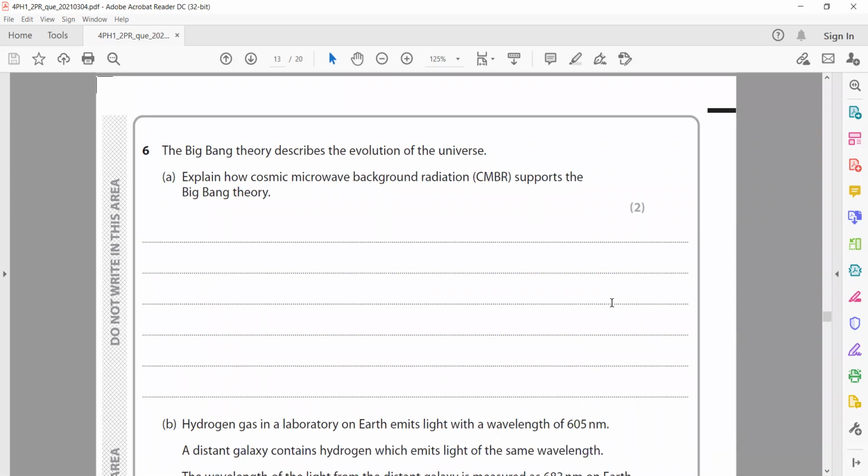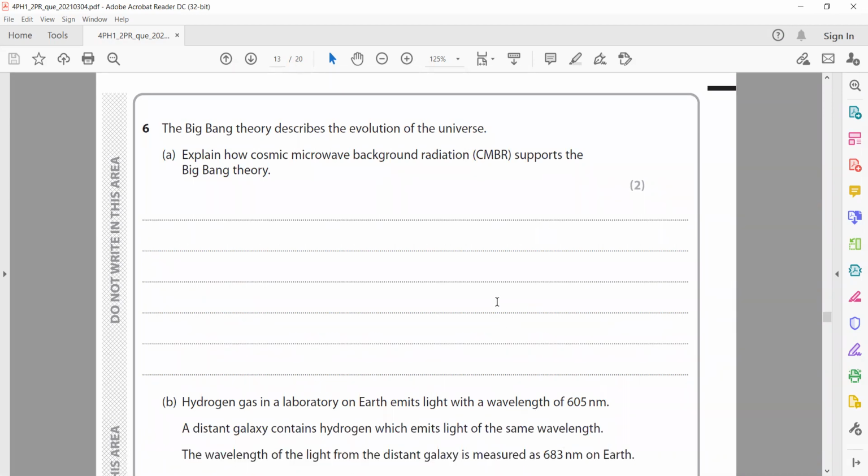The Big Bang Theory described the evolution of the universe. Explain how cosmic microwave background radiation supports the Big Bang. So how does cosmic background radiation support the Big Bang? The cosmic background radiation appears to be the same in all directions and the same everywhere, and the wavelength has increased. If the wavelength has increased, it means the frequency decreases, or the temperature also decreases. So it shows that the universe was hotter in the beginning.